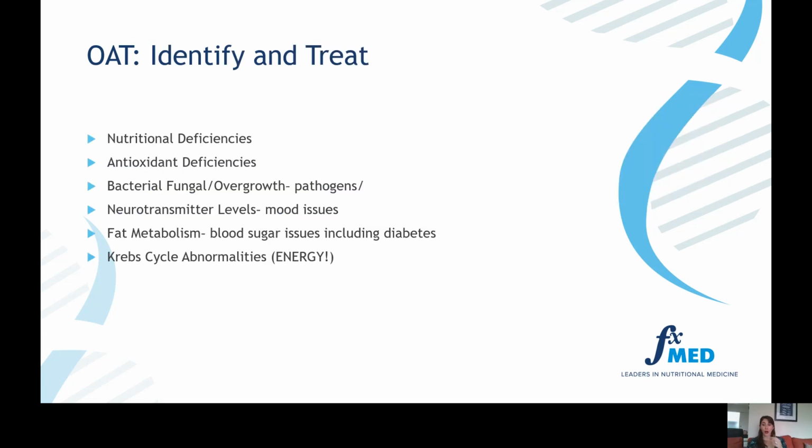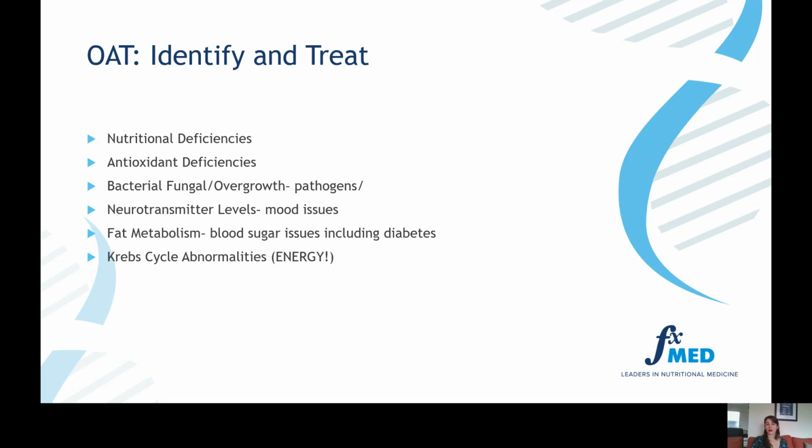Other things that the OAT can identify and treat. So we had a look at the nutritional deficiencies that can be identified. Those are super useful, quite straightforward to identify and treat. Antioxidant deficiencies, as well as glutathione deficiency, are also quite straightforward. We see that this person could really do with some antioxidants, and we can support their body with that.